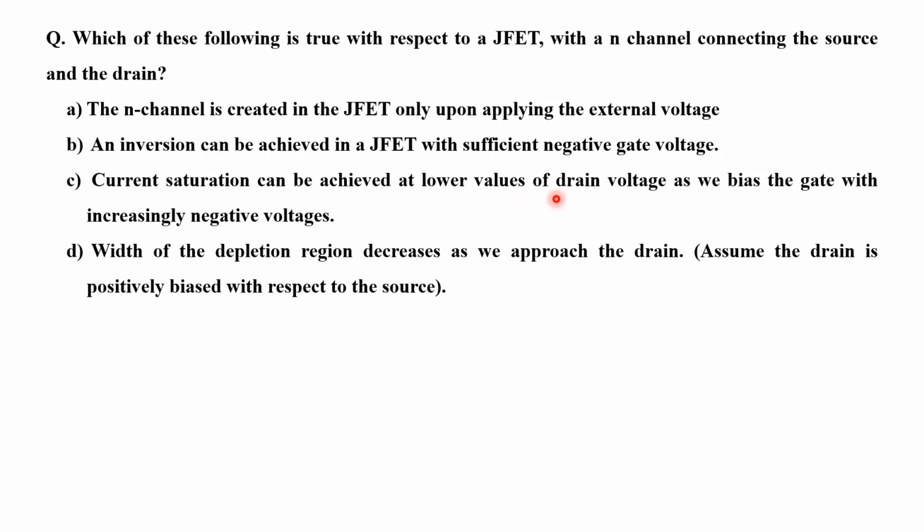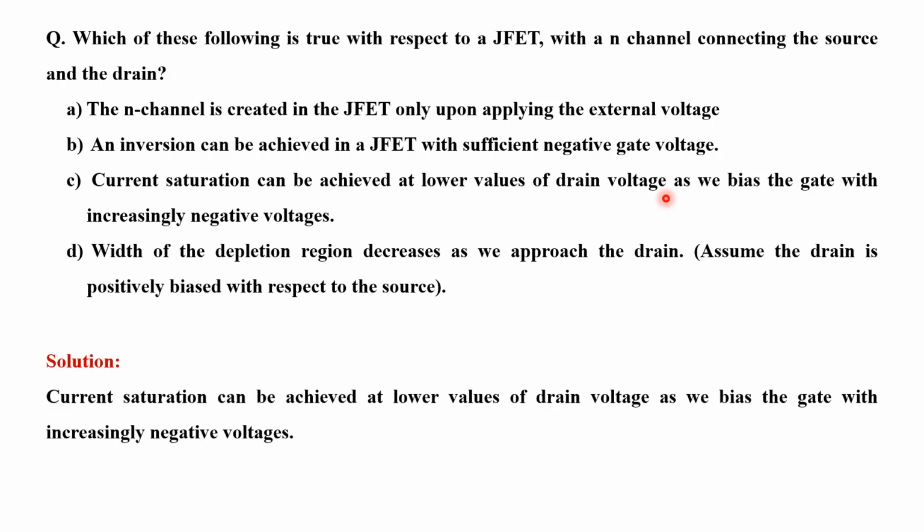But this lower values of drain voltage, you understood based on the fact of the carriers' movement through the depletion region? Yes, ma'am. That's it. So the solution answer is: current saturation can be achieved at lower values of drain voltage as we bias the gate with increasingly negative voltages. Okay.